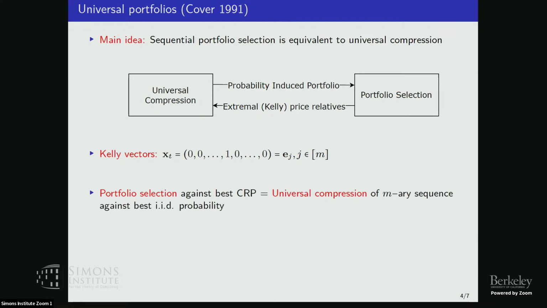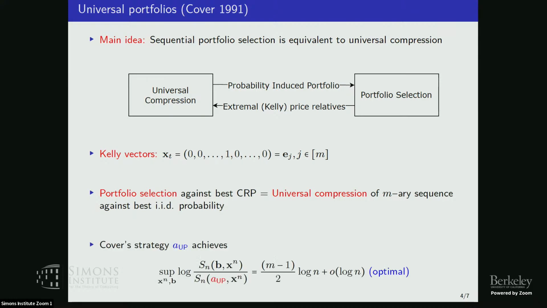Even more precisely, the equivalence is that portfolio selection against the best CRP is exactly the same as universal compression of an Emery sequence against the best fixed IID probability, right? And so Cover's strategy that makes a probability-induced portfolio out of a universal compressor is able to achieve half log n times m-1 regret, which is optimal, including the constant. This is unsurprisingly also the optimal redundancy that you can achieve when you're trying to compress an Emery sequence against the best IID probability. Right, so this was Cover's universal portfolios.